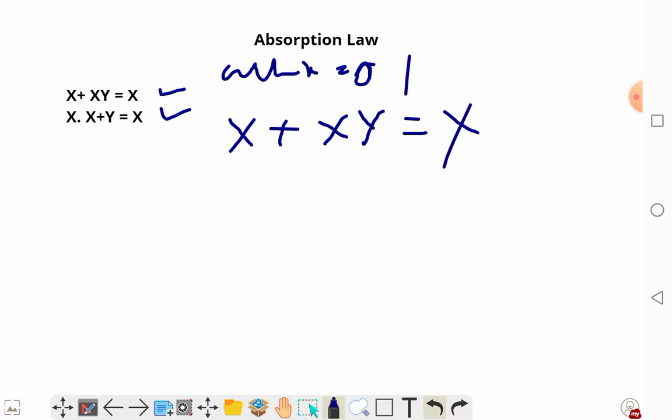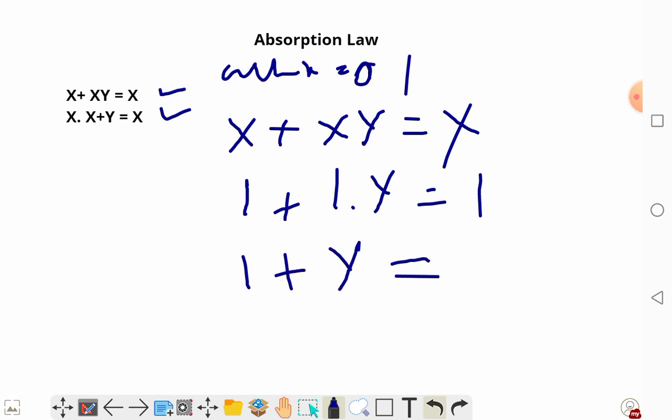When x is equal to 1, what is the value of x now? 1 plus 1 into y is equal to, what is the value of x? The value of x is 1. 1 plus 1 into variable is variable. Taking the properties of zeros and ones, 1 into variable is equal to 1. 1 plus variable is 1, which is equal to 1. LHS is equal to RHS. Hence we prove the absorption law.